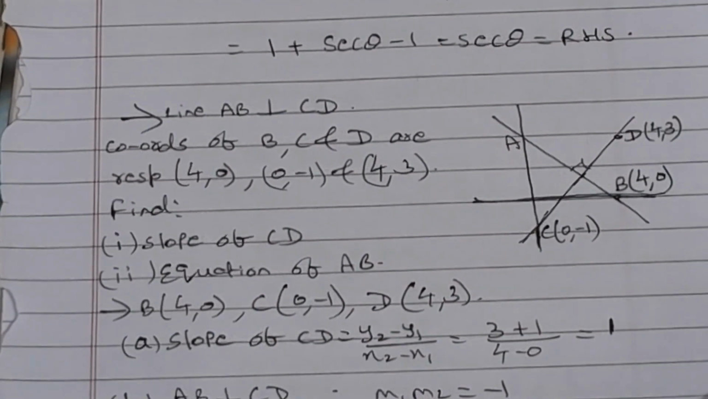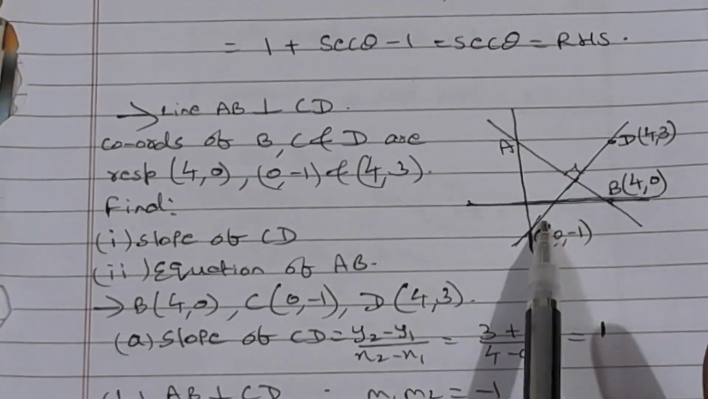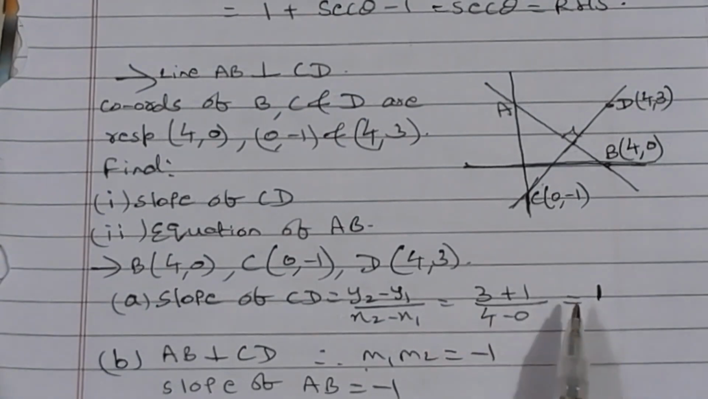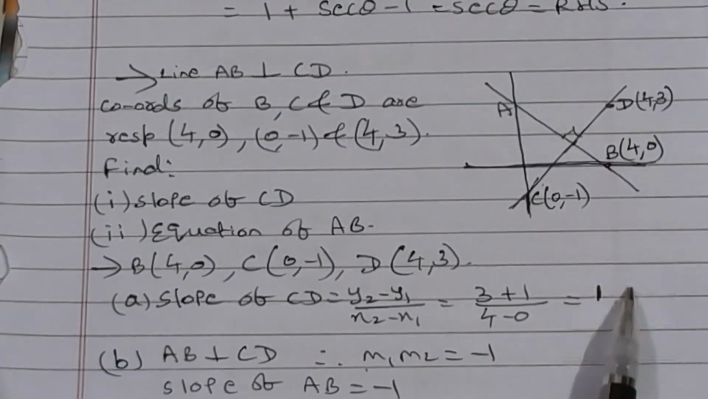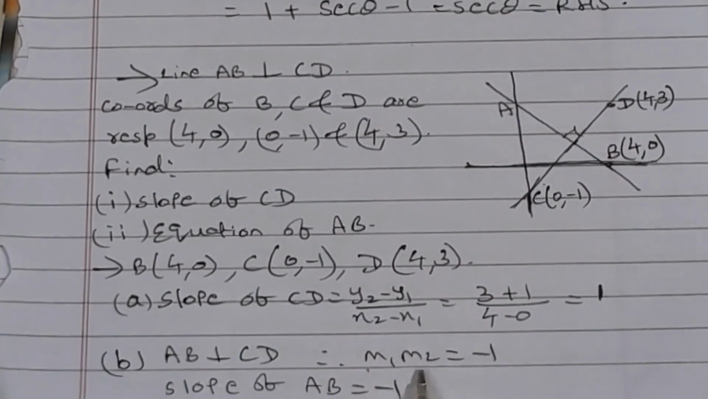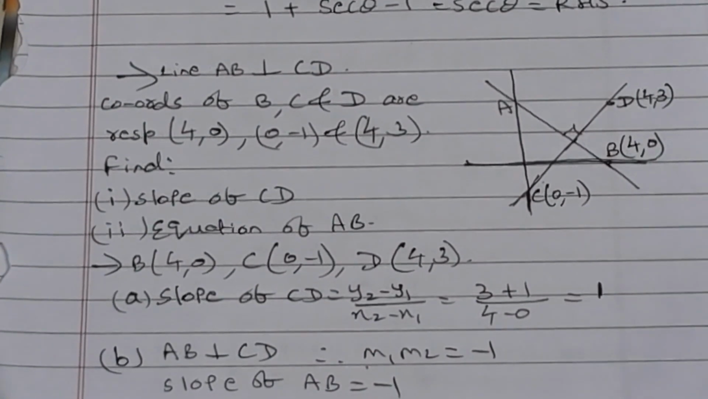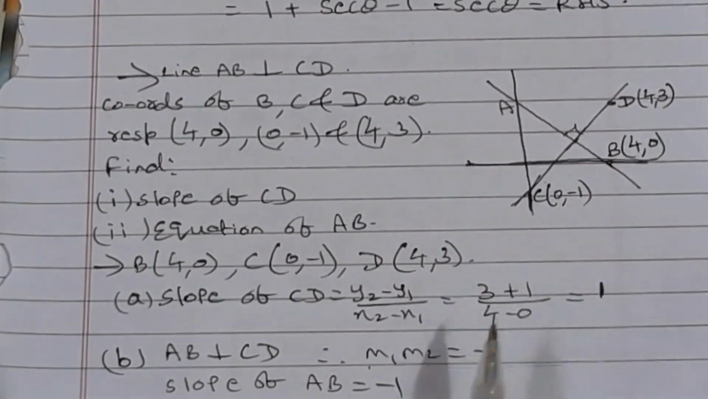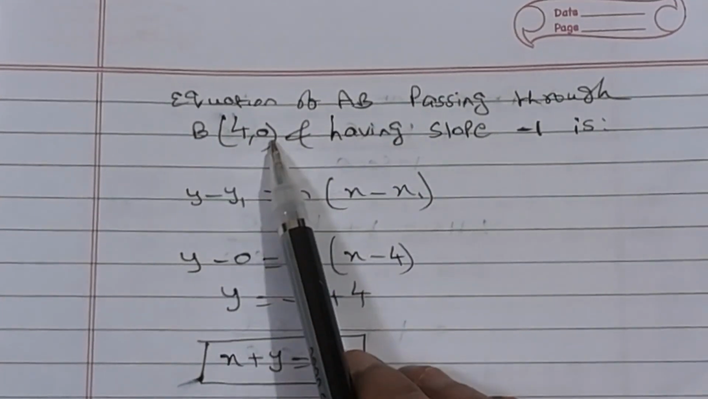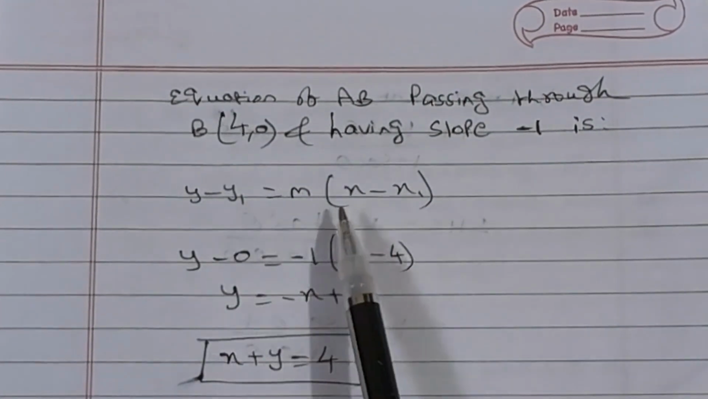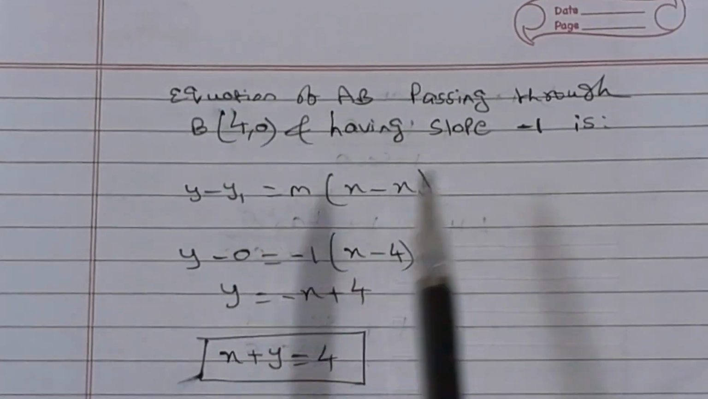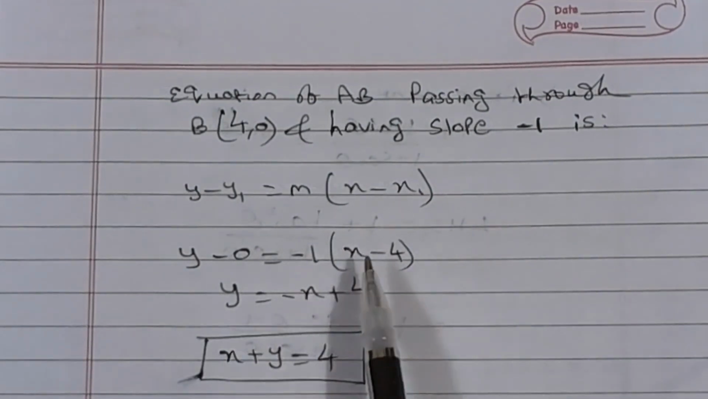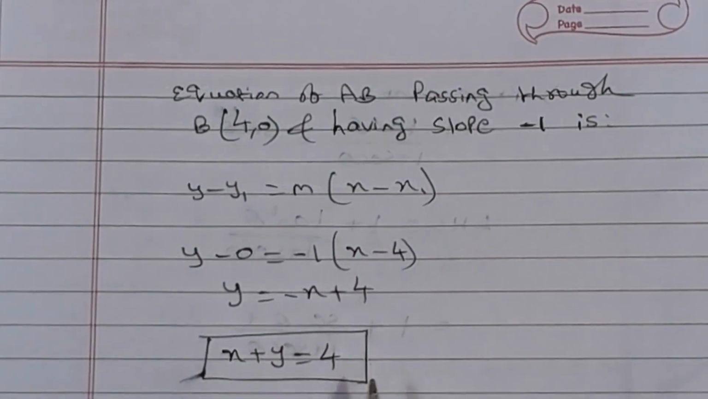Equation of AB. Now AB is perpendicular to CD and we know the slope of CD is 1. So the slope of AB will be the negative reciprocal, because the lines are perpendicular. So m1 m2 is minus 1, so the slope of AB is minus 1. Now AB passes through B (4, 0) and the slope of AB is minus 1. So the equation is y minus y1 equals m into (x minus x1). So y minus 0 is minus 1 into (x minus 4). So y equals minus x plus 4, so x plus y equals 4.